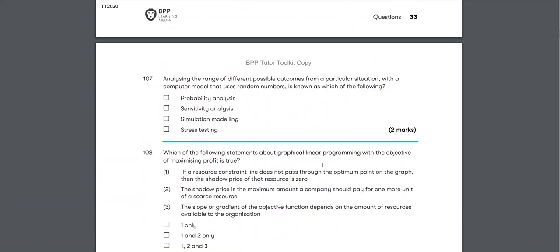Okay, analyzing the range of different possible outcomes from a particular situation with a computer model that uses random numbers is known as which of the following: probability analysis, sensitivity analysis, simulation model, stress testing. Remember, simulation model, I told you when I worked on it in the risk and uncertainty chapter, I told you the numbers are generated by computer.